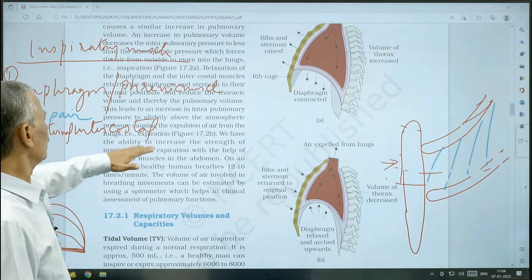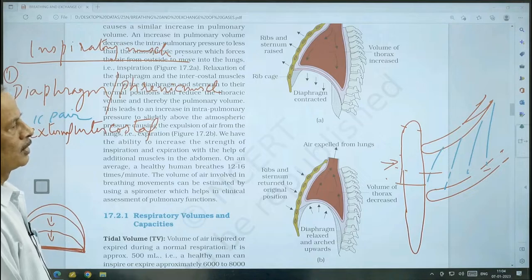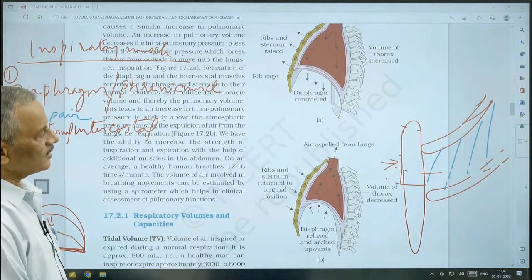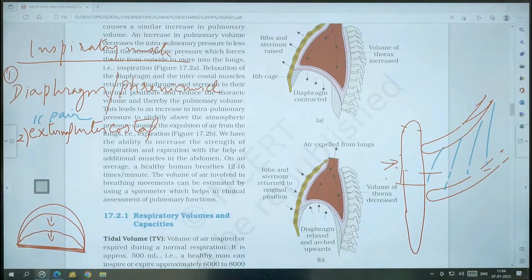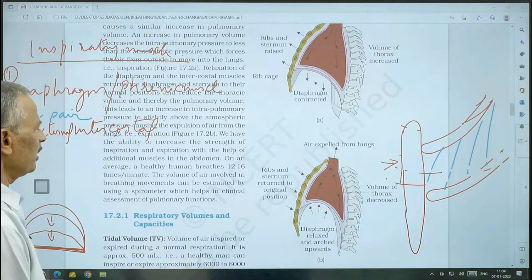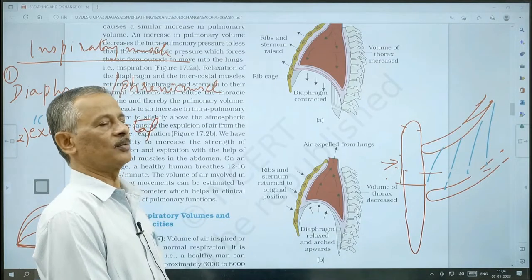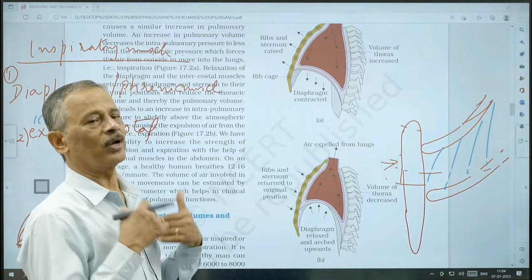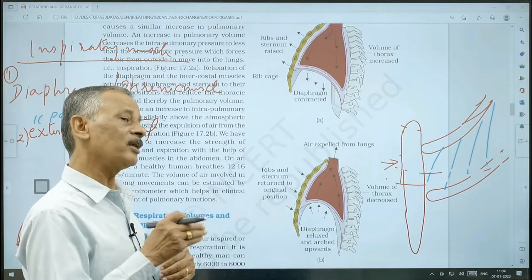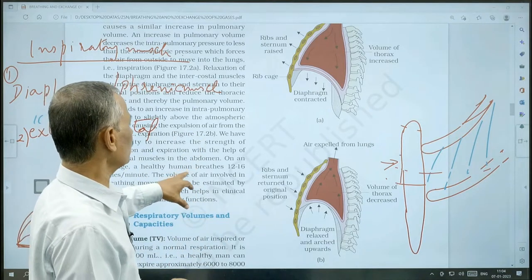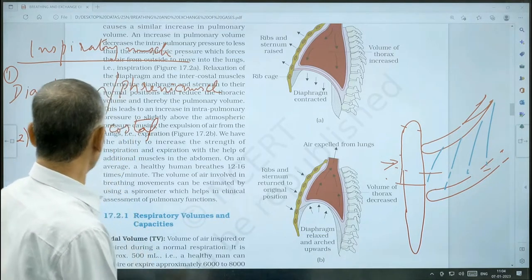We have the ability to increase the strength of inspiration and expiration with the help of additional muscles in the abdomen. We have abdominal muscles and another set of intercostal muscles called the internal intercostal muscles. These two sets of muscles will be used in labored breathing when you are making both inspiration and expiration. Normally, inspiration alone requires energy, it is active. Expiration is passive, normally occurring without any expenditure of energy. But you can make expiration also active by contracting the muscles of the abdomen and the internal intercostal muscles. So these two muscles are called expiratory muscles.